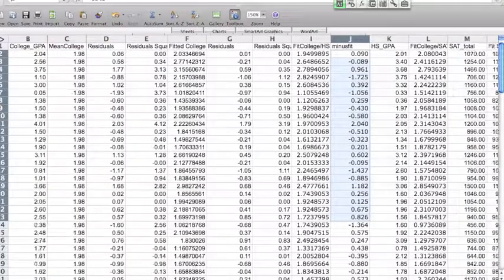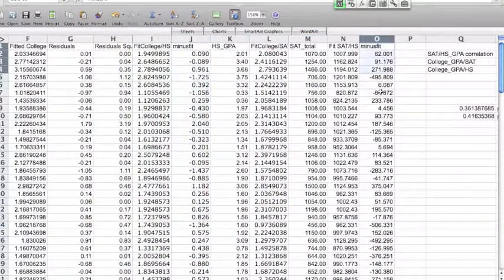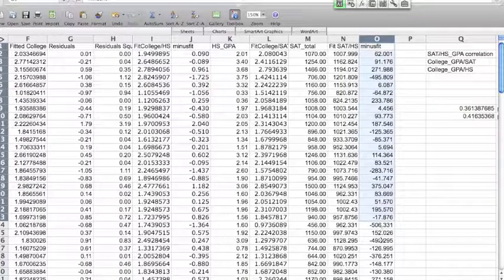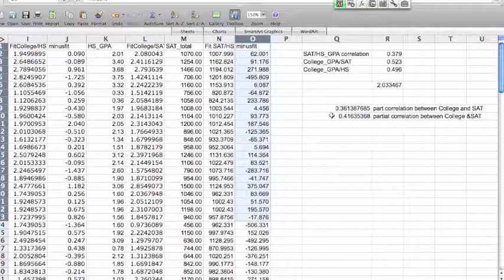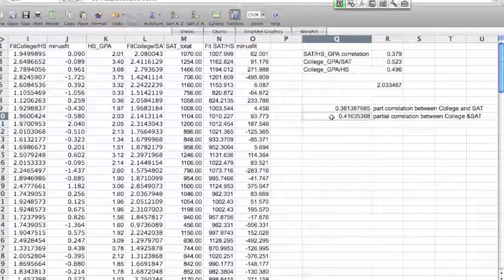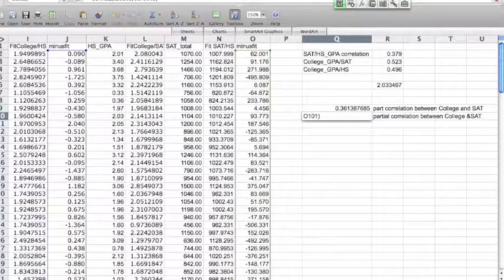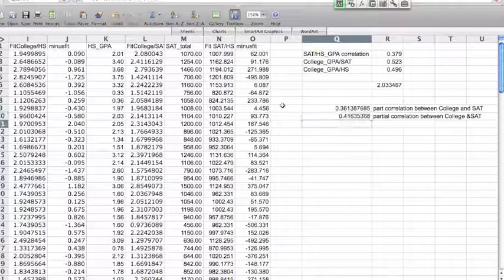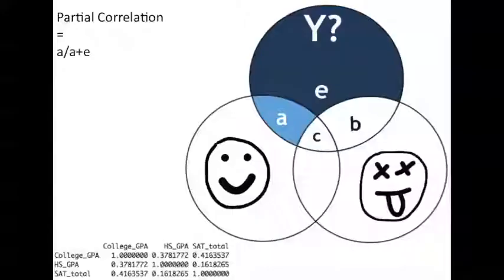So now that I have that, I can compare that to the previous values, the SAT total values that have subtracted the variance explained by high school GPA, and I get the correlation between those two columns. You can see there, they're both highlighted, the green and the blue. And that correlation is going to be my partial correlation coefficient. And it's 0.4163, which we can see is the same as the output that was given to me by R, which is up in that top right corner of that partial correlation matrix.